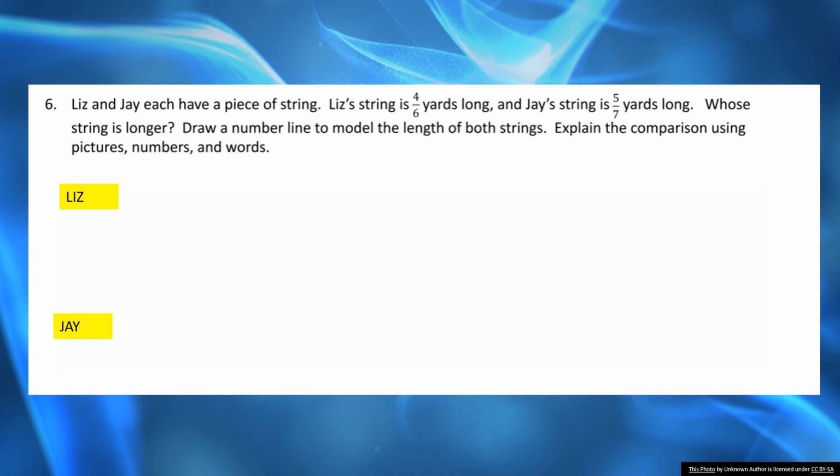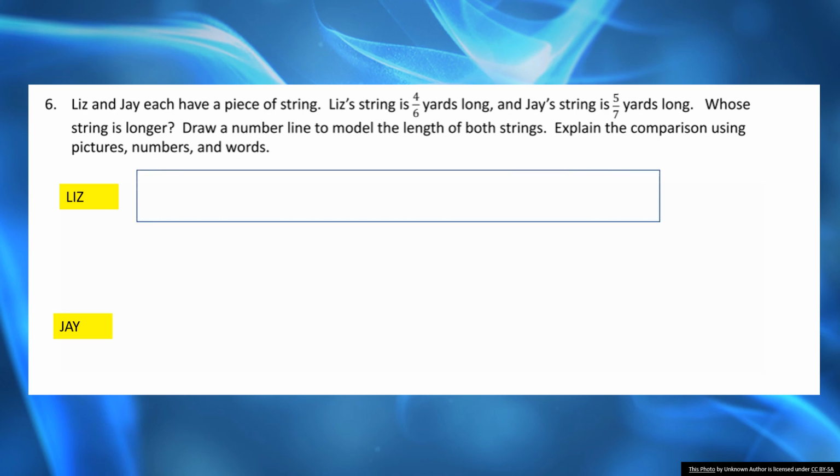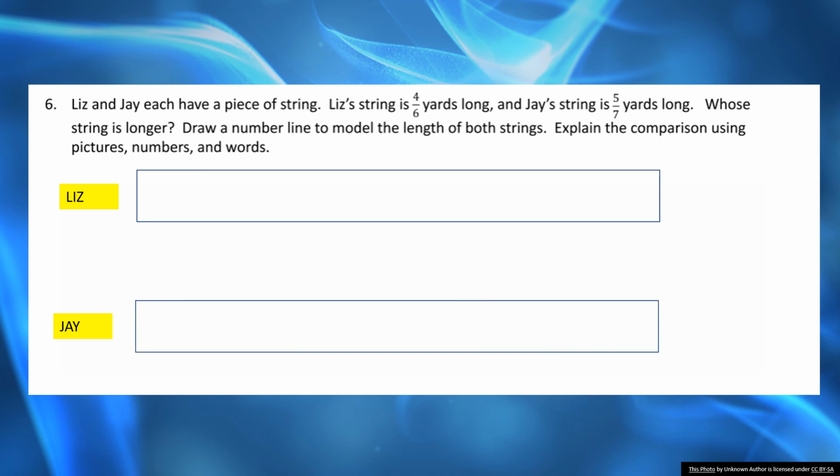So let's go ahead and draw a fraction strip, right? And then we're going to turn that fraction strip into a number line. So they have to be the exact same size, same length, because we have to compare them correctly. So let's draw Liz's string, and we're using a rectangle to represent that. And then we're going to draw Jay's string. Same size, same length rectangle.